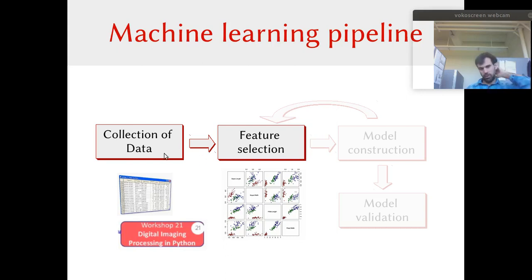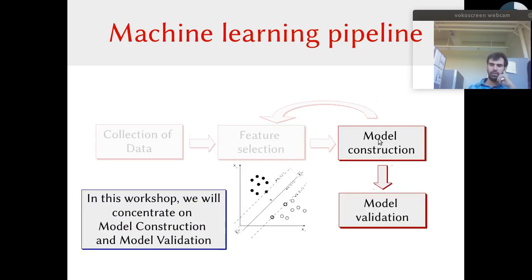Here you have the collection of data. I won't talk that much, in fact I won't talk at all about this procedure here. If you are interested in that procedure, maybe you can have a look at workshop 21, digital image processing with Python. Yeah. So basically, it will be that. I will concentrate more on those two parts: model construction and model validation. Okay.